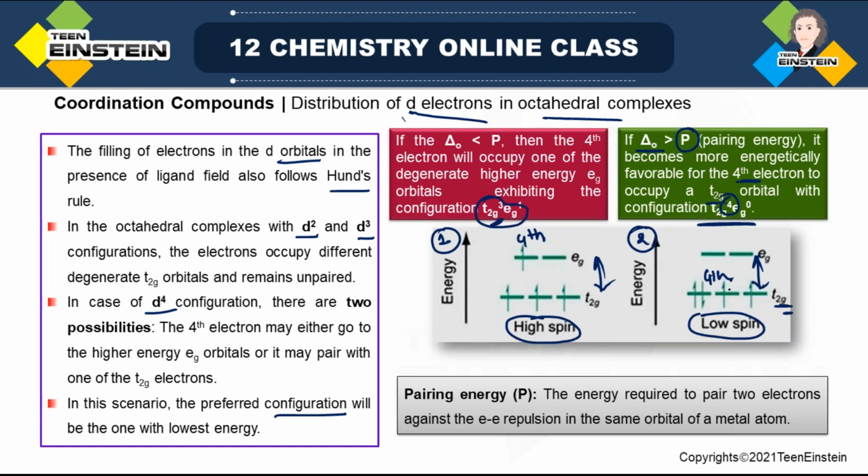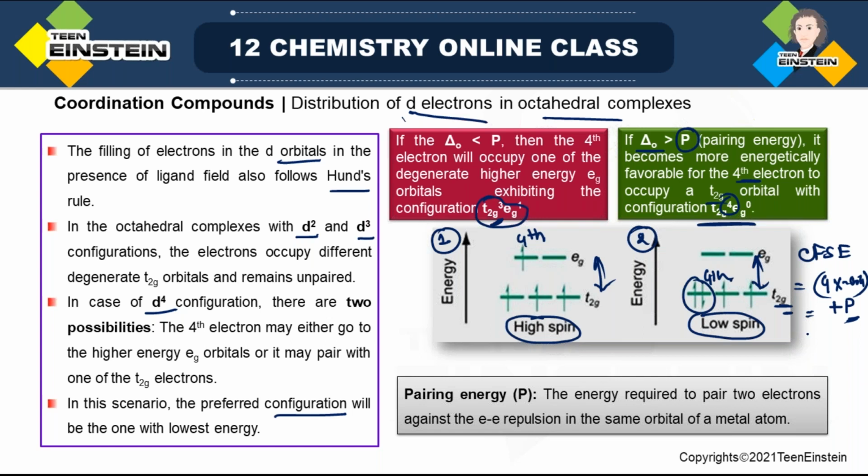And remember, when you are doing this type of forceful pairing, because it is not natural pairing, it is forceful pairing, then only when you are calculating a CFSE, you have to consider pairing energy. So suppose if you are doing the calculation for t2g4 eg0, what you will do, 4 into minus 0.4. So it is minus 1.6. But you also have to consider plus P. That means as you have made this forceful pairing, you have to consider this energy also.